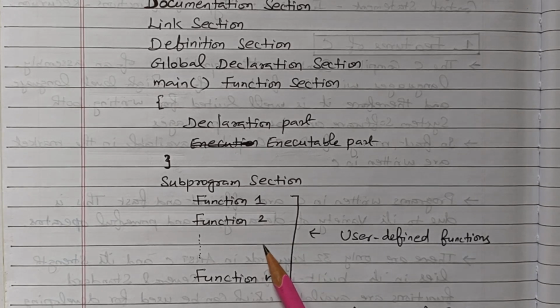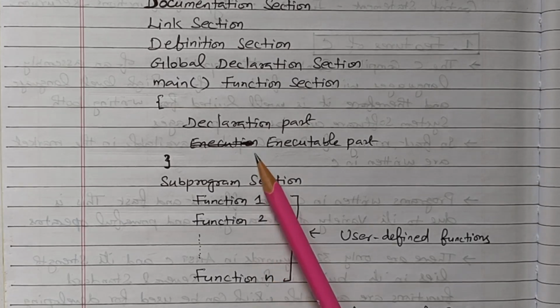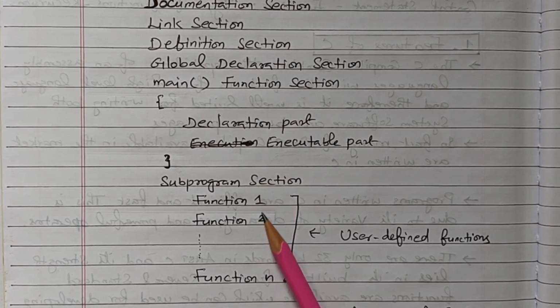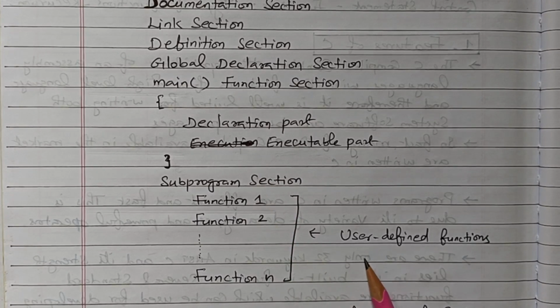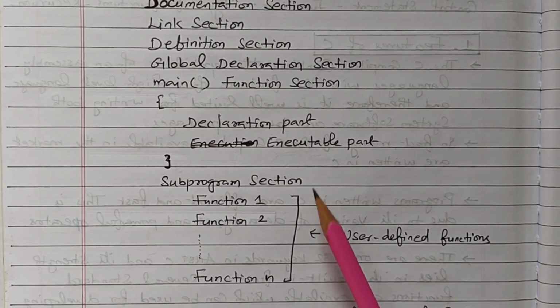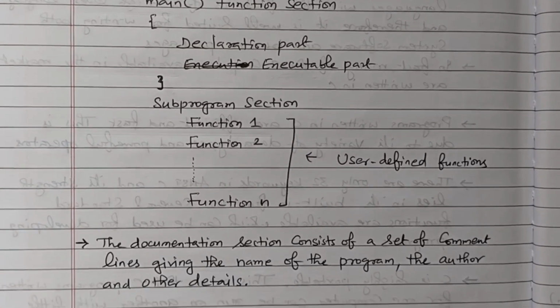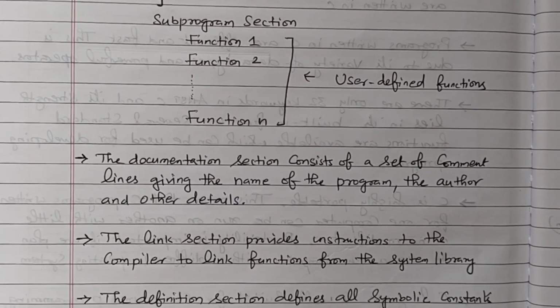User defined function means according to our requirement we can create the program. So all these functions are normally placed after the main function. Right, these are all usable user defined functions. So what we have: documentation section, link section, definition section, global declaration section, then main program and subprogram. We'll see the description one by one so that it is easy for understanding.